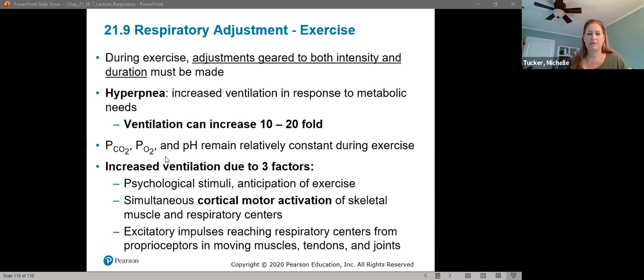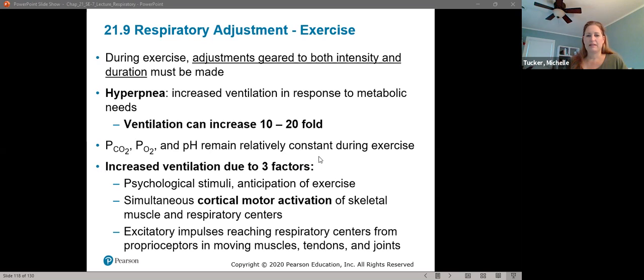PCO2, PO2, and pH remain relatively constant during exercise because we have this increase in ventilation rate. We don't wait for a giant increase in CO2 in order to stimulate ventilation rate, which is why scientists started looking for a different mechanism. And that's going to be feedback into that dorsal respiratory center in the medulla.